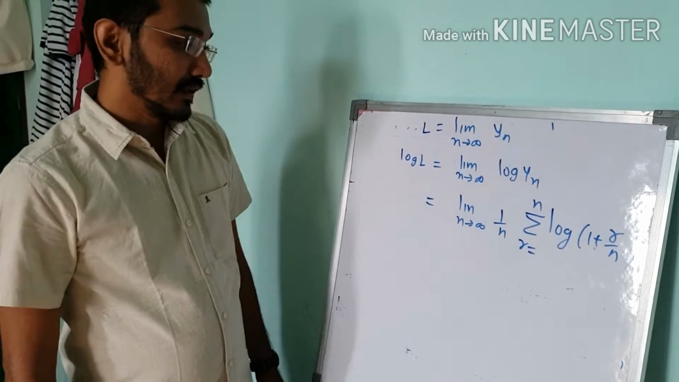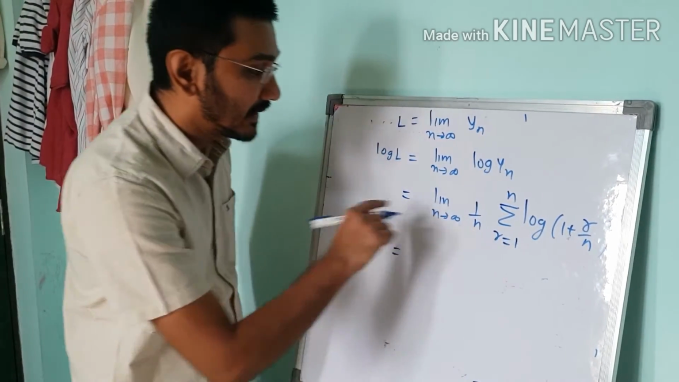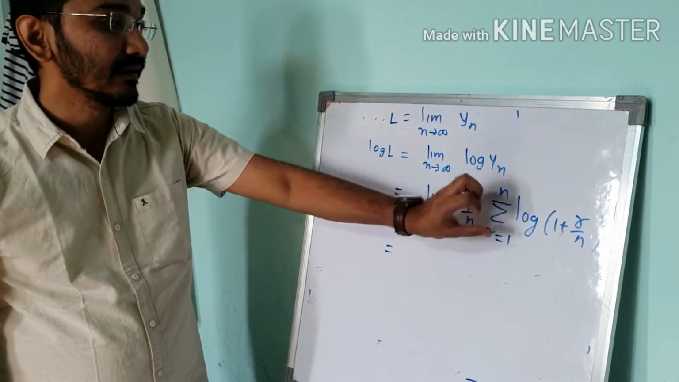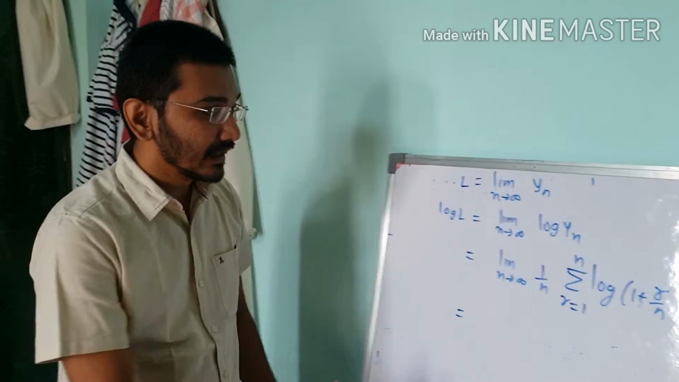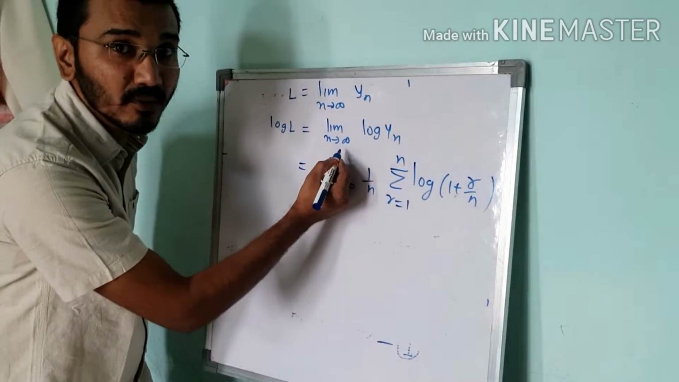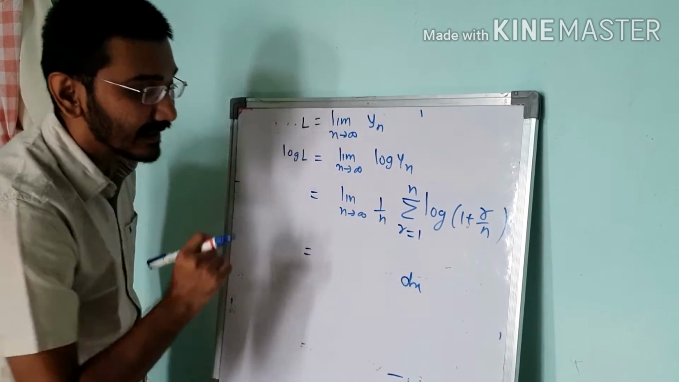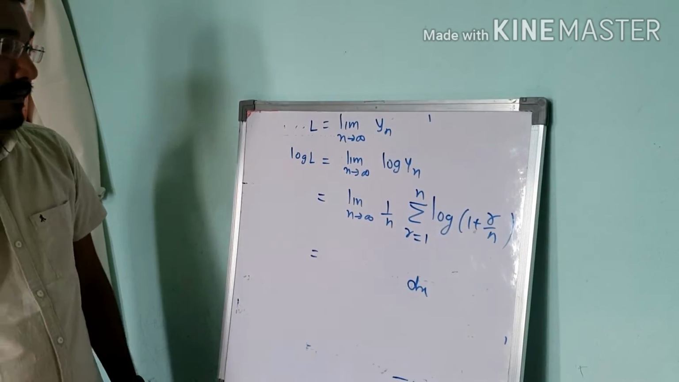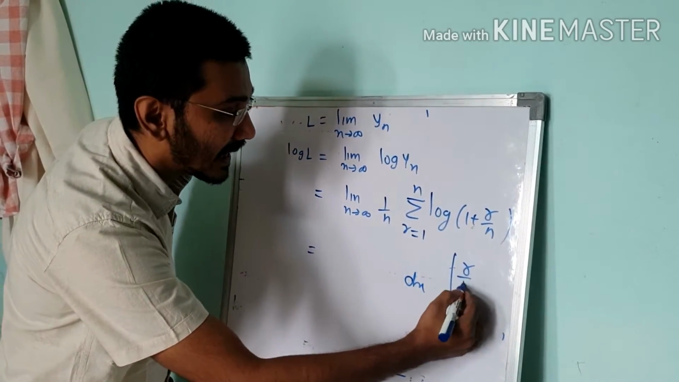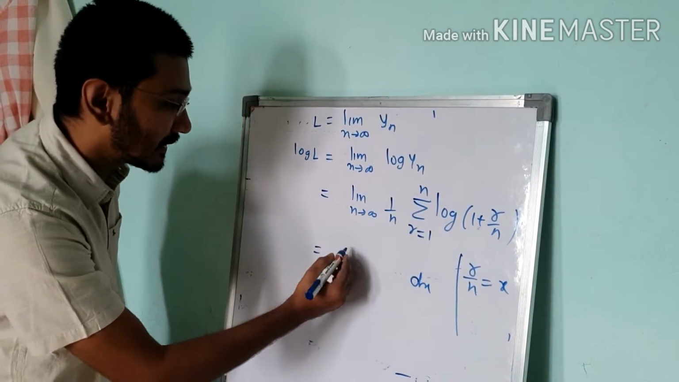This is the sum of n terms, but these n terms are infinite terms. So if we consider n is tending to infinity, this is a sum of infinite terms, and this sum can be conveniently converted into integration. This 1 by n, 1 by infinite, which is infinitesimally small, can be converted into dx. And while converting this, I am assuming r by n as x. So this summation would get converted to integration.